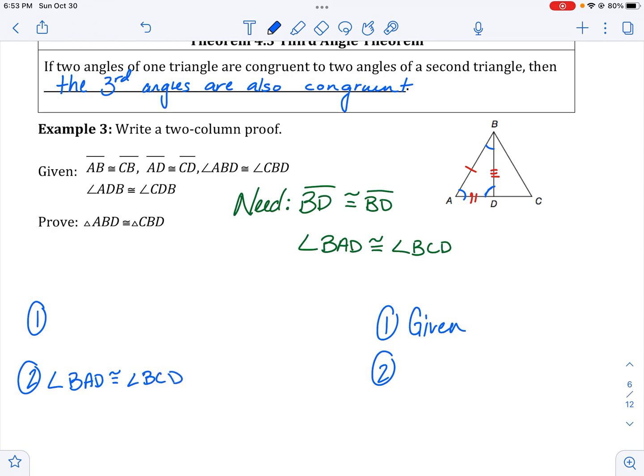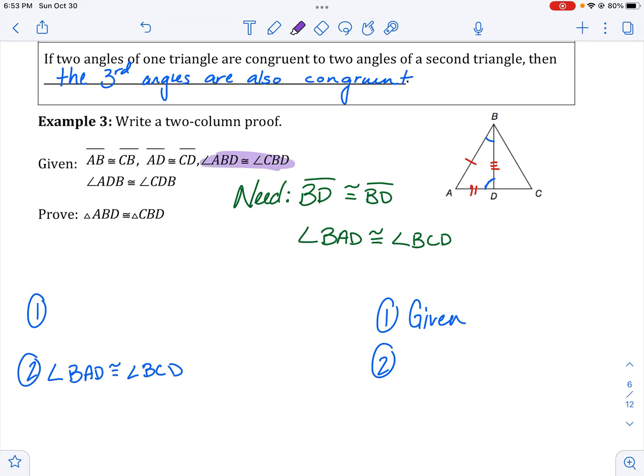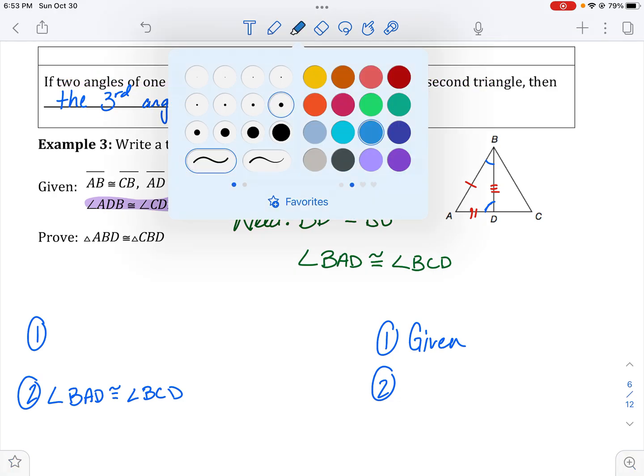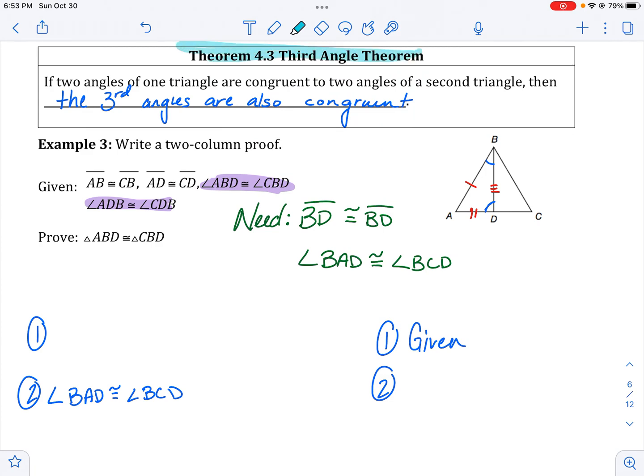But how can I prove that? Well, let's ask ourselves, what did I have originally? Originally, I was given two angle pairs that were equal. Well, if I was given two angles that were equal to two angles, then how could I say that the third angles would also be congruent? I could use our third angles theorem. So that's why we previewed that proof with the third angles theorem.